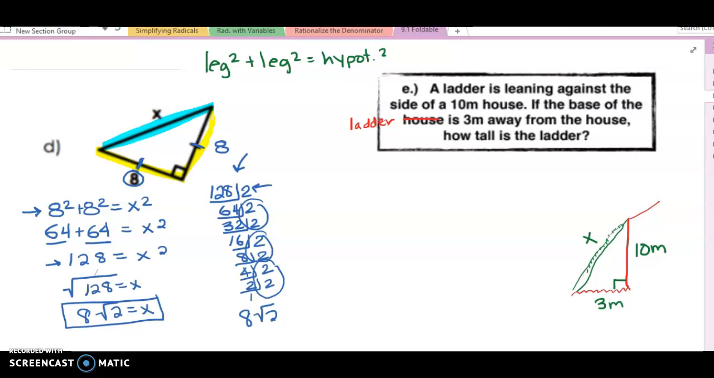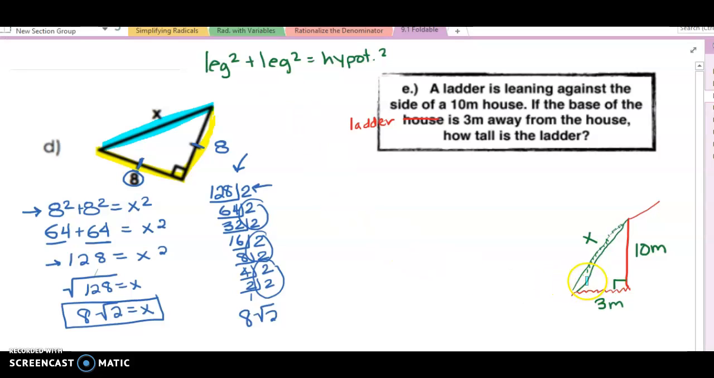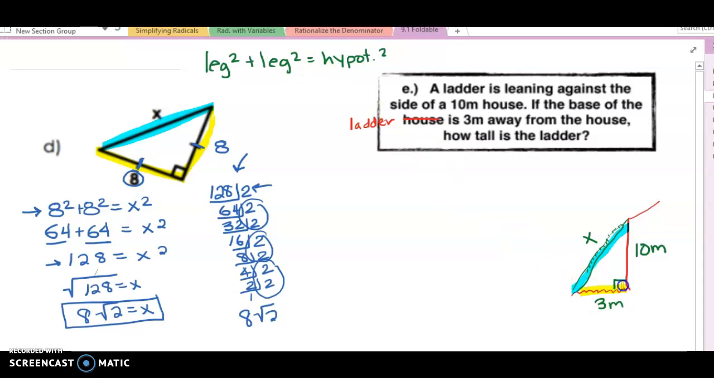So we have a right triangle. We know 2 side lengths. We want to find the third. We use the Pythagorean theorem. I'm going to highlight the hypotenuse. Remember, the hypotenuse is opposite of a right angle. And then I'm going to highlight the legs yellow.